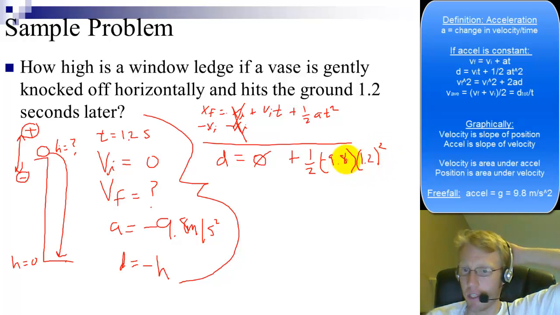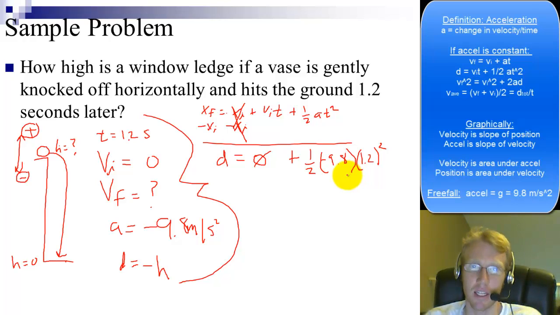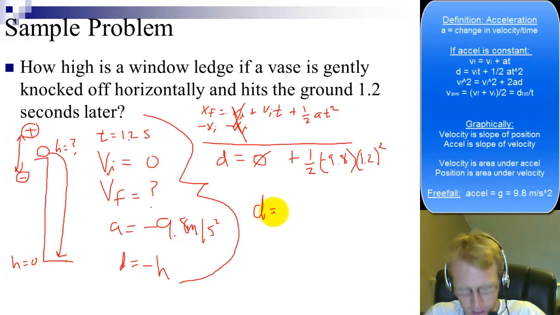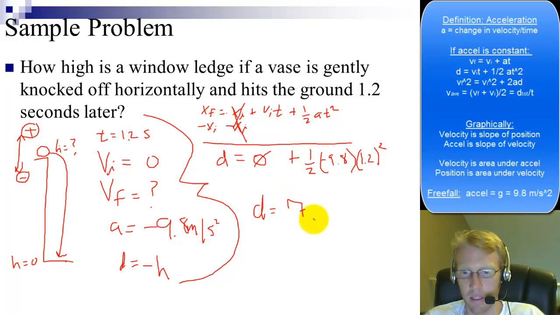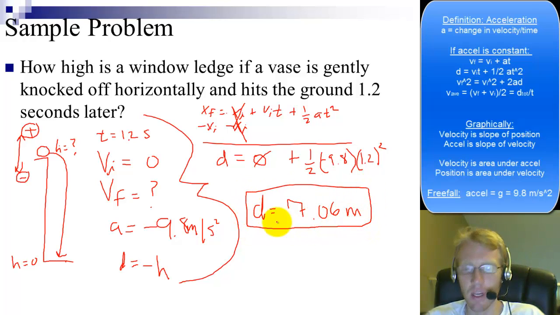Notice I didn't write meters per second squared and seconds right here, because I know that if I plug in meters and seconds, which are appropriate SI units, then I'm going to get out the appropriate SI units. Okay, so now I pull out my calculator and type in 0.5 times 9.8 times 1.2 times 1.2. I get 7.06. 7.06 meters for distance. And even though this came out to be negative, I know that my distance is supposed to be negative h, so my height is positive here.